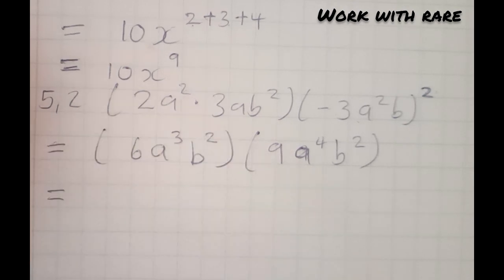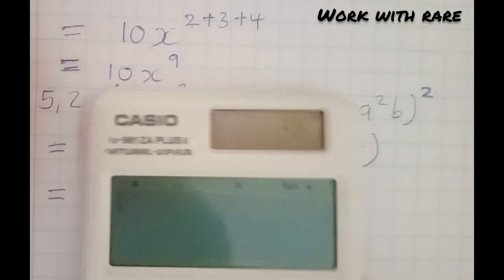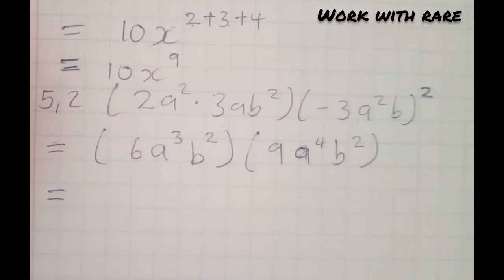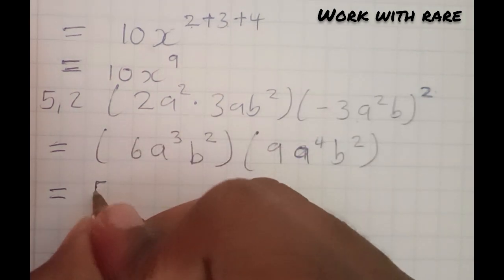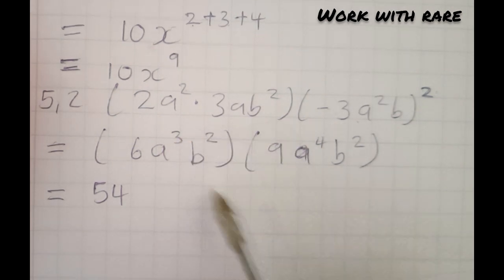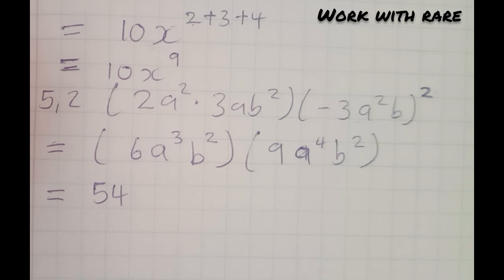Now it's time to break the brackets. Okay, so when you break the brackets, let's look at the numbers first. So we'll say 6 multiplied by 9. Then you'll go to your calculator and say 6 multiplied by 9. It's 54, you see. So we'll write 54. A to the exponent 3 multiply by a to the exponent 4. You see, now we have the same basis. We multiply the same basis. What will happen to the exponent? We will add the exponents.